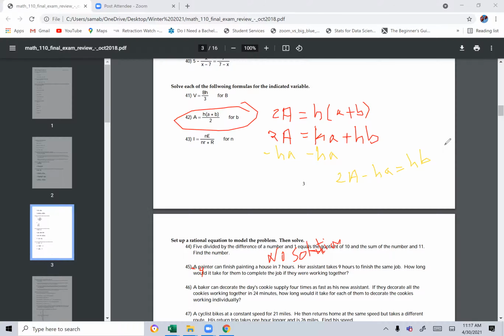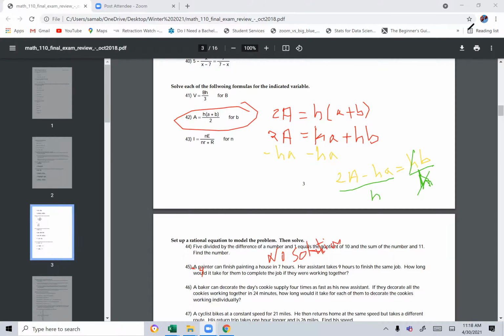Can someone tell me what's the last step? One more step and we're done solving for B. What would you do now? Divide by what? H. Yep, that is correct. And H cancels out. So B is 2A minus HA over H.